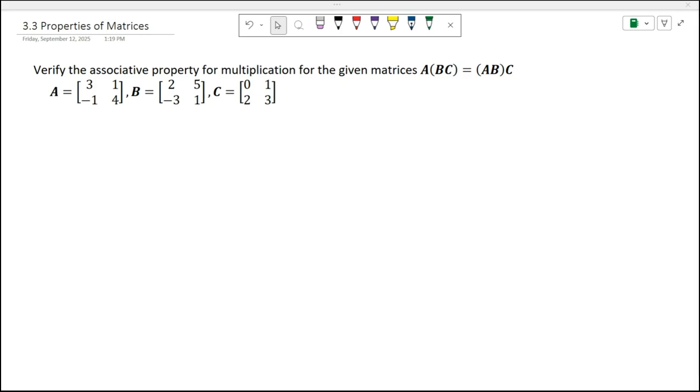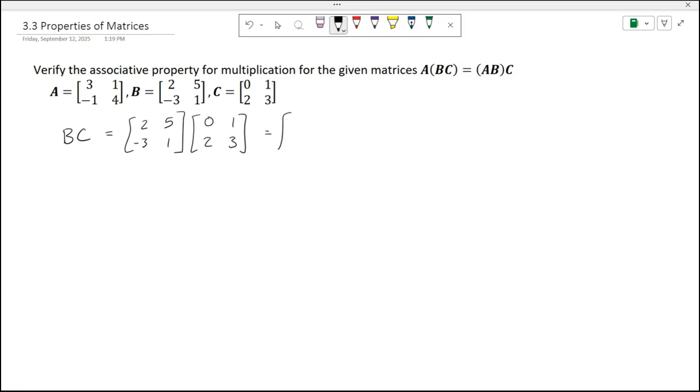Okay, so the first thing I'm going to do is work on the left side of this, where I multiply B times C and then take the result and do A times that. So I'm going to find the product of B times C first, because that's in the parentheses. Let me write out those matrices. I've got 2, 5, -3, 1 for B, and matrix C, which is 0, 1, 2, 3.